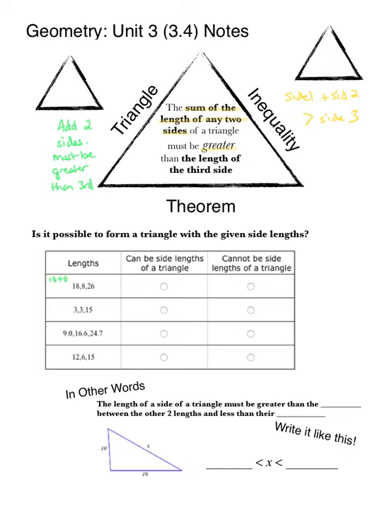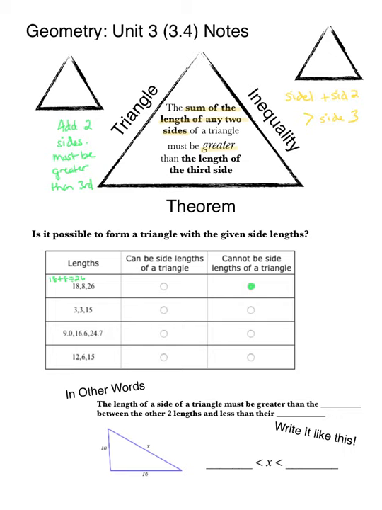18 plus 8 equals 26. Is 26 greater than 26? It is not. Cannot be side lengths of a triangle. You just stop right there. You don't even have to add anymore, because 26 is not greater than 26. Let's do the next one.